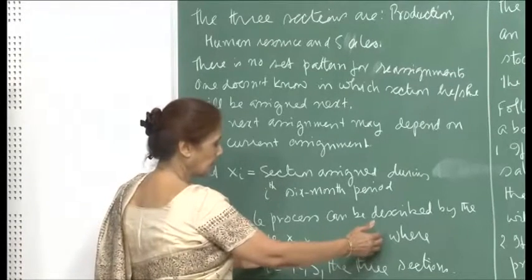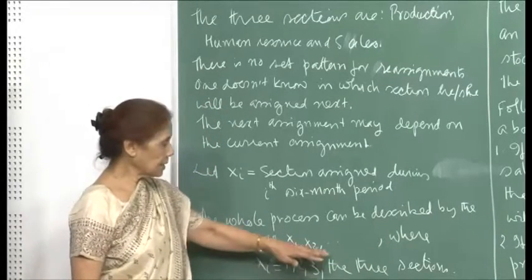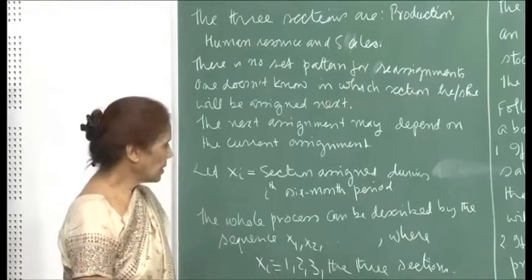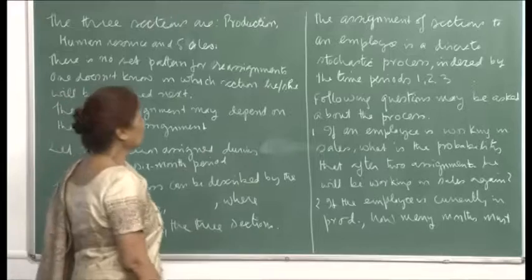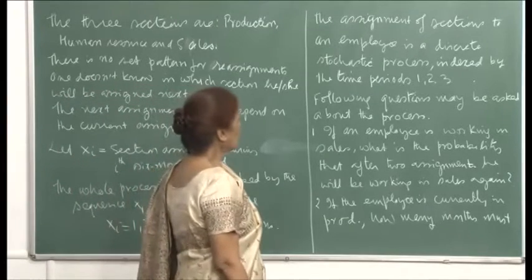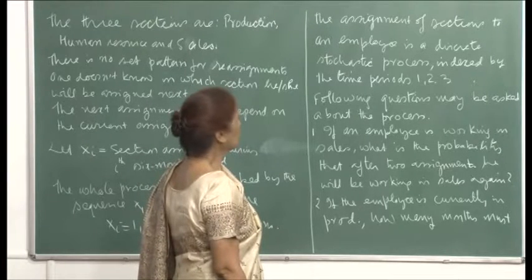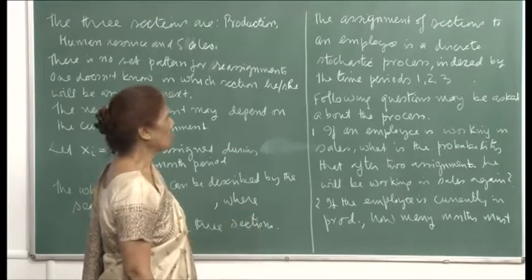If you like, you take it up to x10. That means over the 5 years, the sequence x1, x2, x3 up to x10 will tell you the sections to which the particular employee has been assigned, right. So, this assignment of sections to an employee is a discrete stochastic process, and it is indexed by the periods 1, 2, 3 and so on, right.